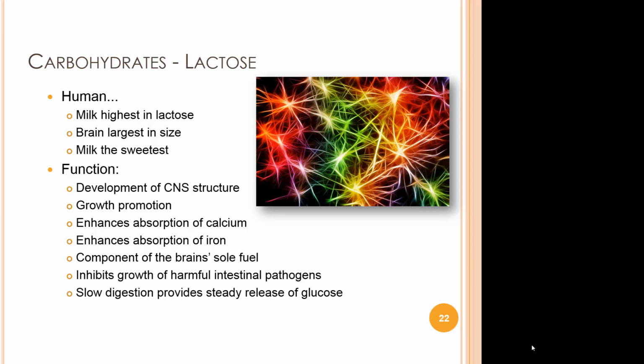It also provides galactose, and you'll remember glucose and galactose are the 2 monosaccharides that are linked together to form lactose, the disaccharide. And galactose is used in galactolipids for strong brain development, supporting the development of the central nervous system, as well as inhibiting the growth of harmful intestinal pathogens. Because it is digested slowly, lactose provides a steady release of glucose into the bloodstream.